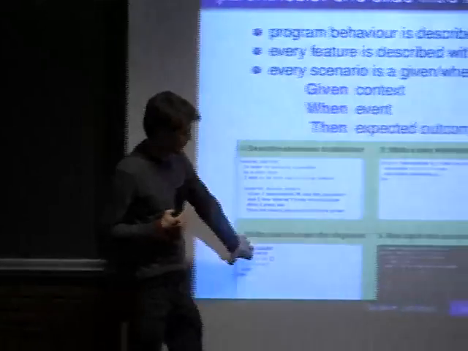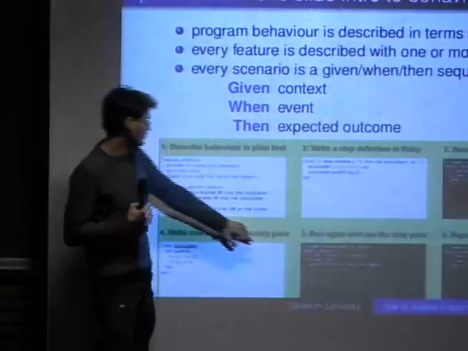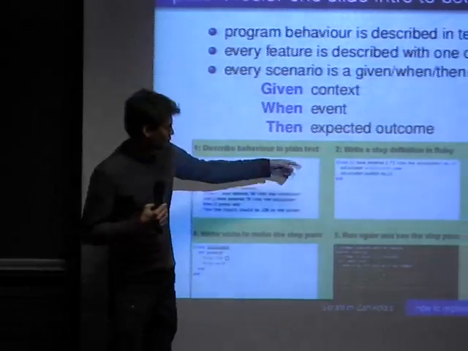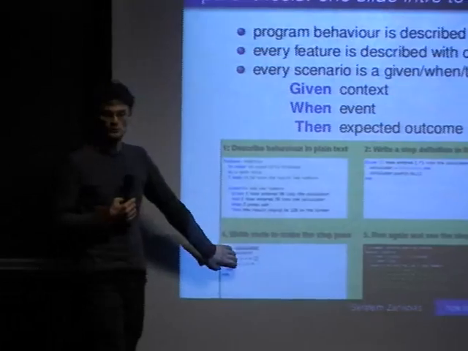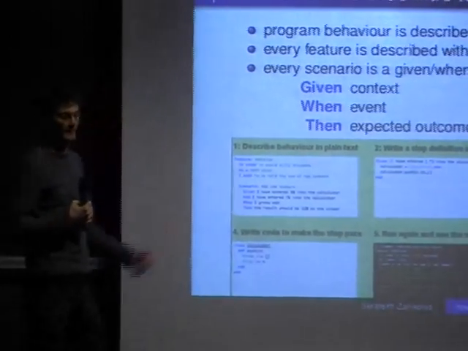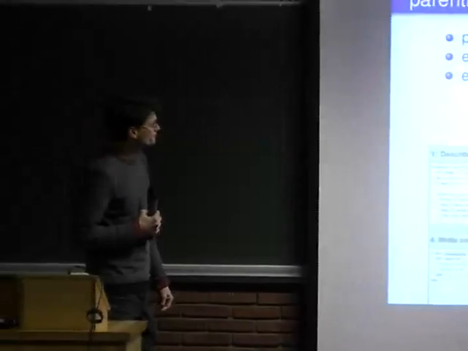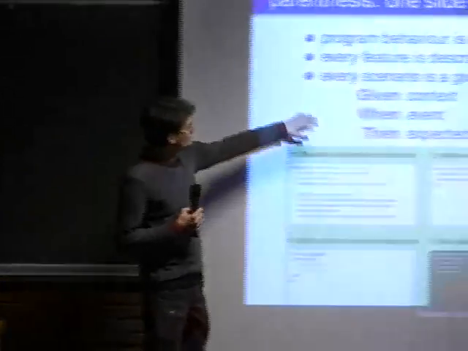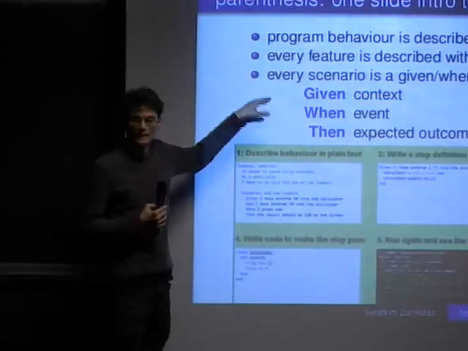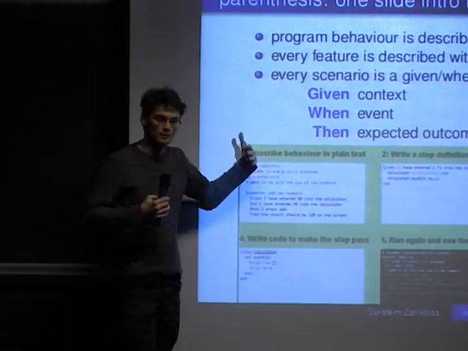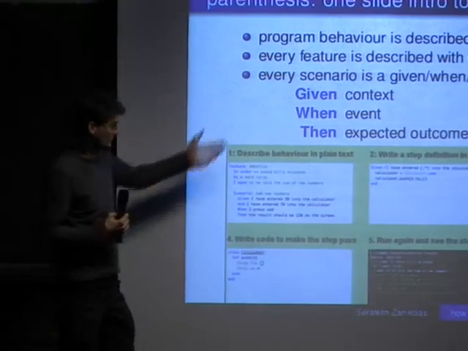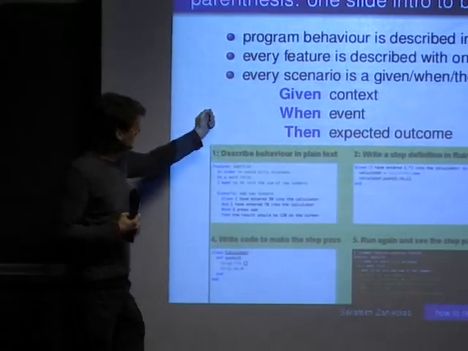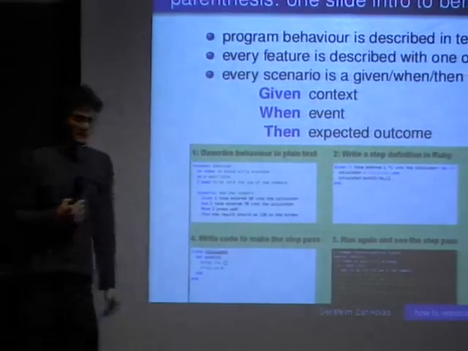And once we write the code that makes the test succeed, then we write the next step definition, we write the next part of functionality, and we do this iteratively. I guess I should say that the given is the part that sets up the context in which the program will be tested. So it's like setting up a fixture. And this is, of course, asserting that a certain outcome has occurred.